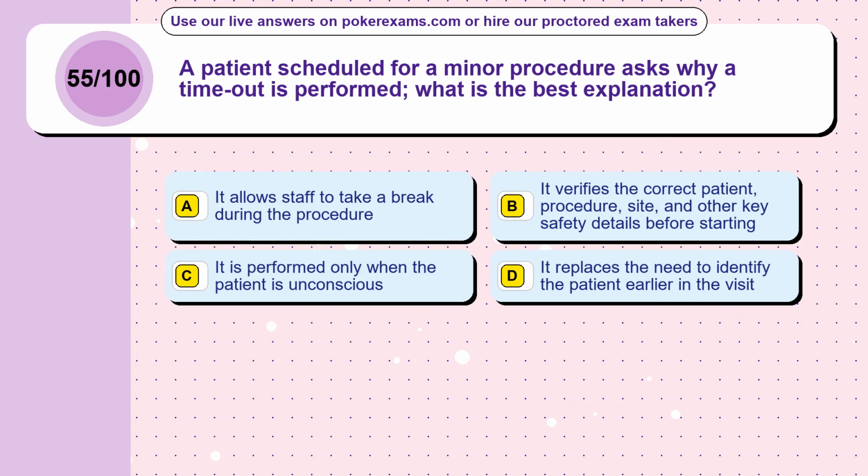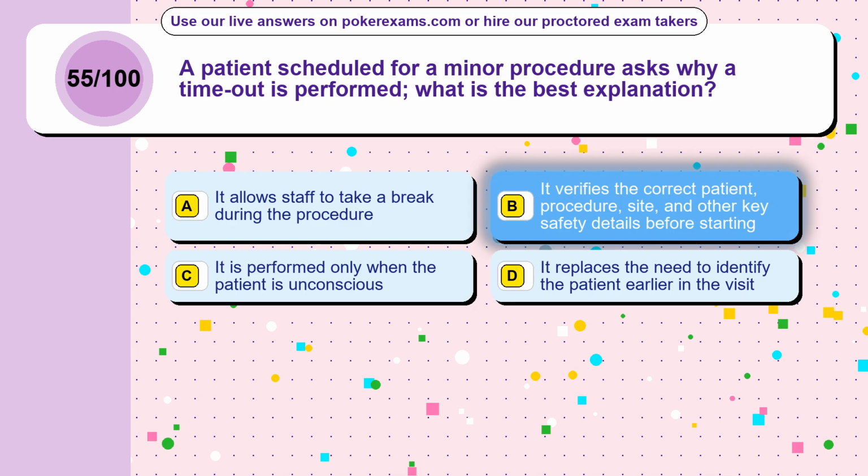Question 55. A patient scheduled for a minor procedure asks why a timeout is performed. What is the best explanation? Option A. It allows staff to take a break during the procedure. Option B. It verifies the correct patient, procedure, site, and other key safety details before starting. Option C. It is performed only when the patient is unconscious. Option D. It replaces the need to identify the patient earlier in the visit.